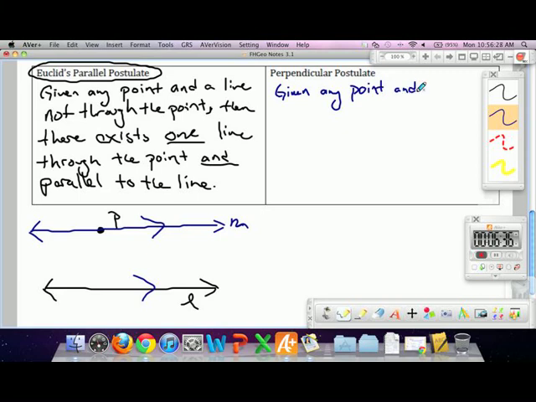Can we just write ditto except perpendicular? Sure. I mean, it's your notes. Do what you want.